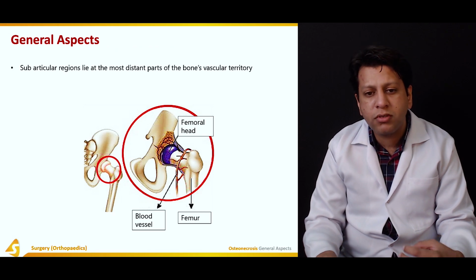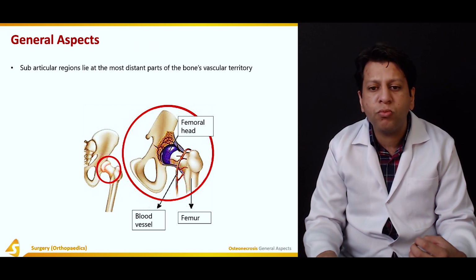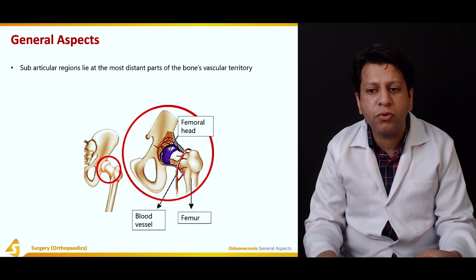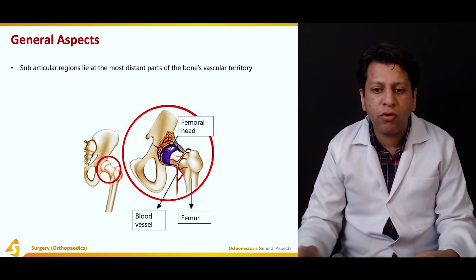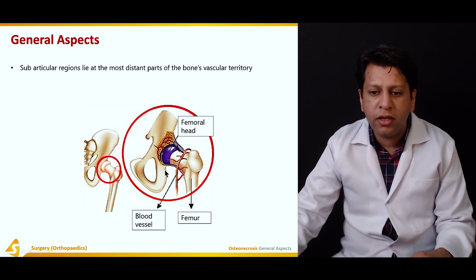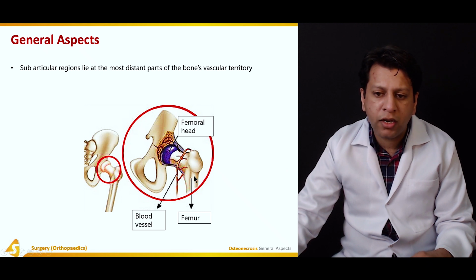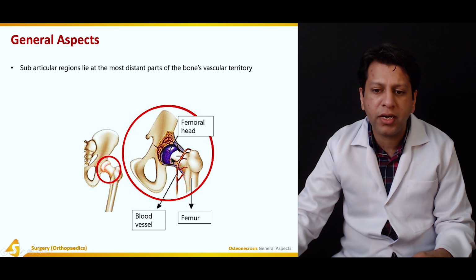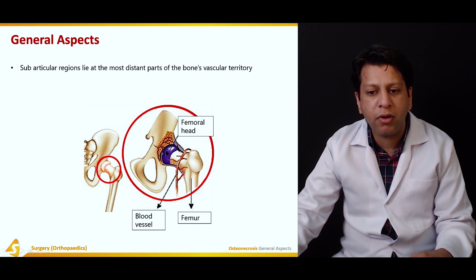Now, subarticular regions actually lie at a more distant part of the bone's vascular territory. If you see it over here, the blood supply is coming from this direction and going into this. So the most problematic area would be this part, because this is actually furthest away from the blood supply. There is a small artery called the artery to the ligamentum teres, which comes over here and supplies a very small area of the fovea capitis.